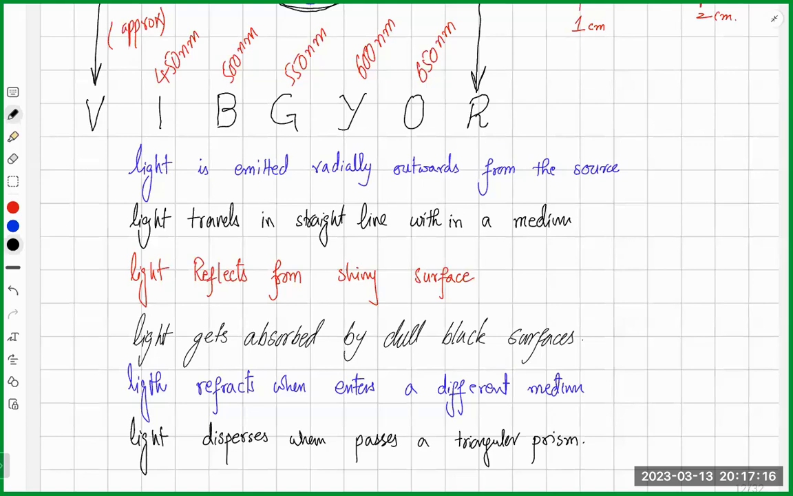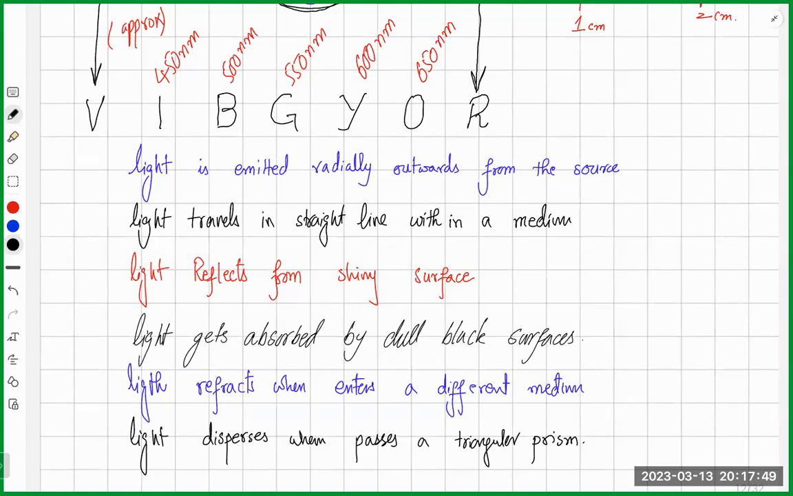Okay. Now, here are the properties of light. Number one, light is emitted radially outward from the source, because light comes out in the form of particles as photons, and those photons come out of the source in straight lines, and they travel away from the source with the speed of 3 into 10 to the power 8 meters per second. So light is emitted radially outward from the source.